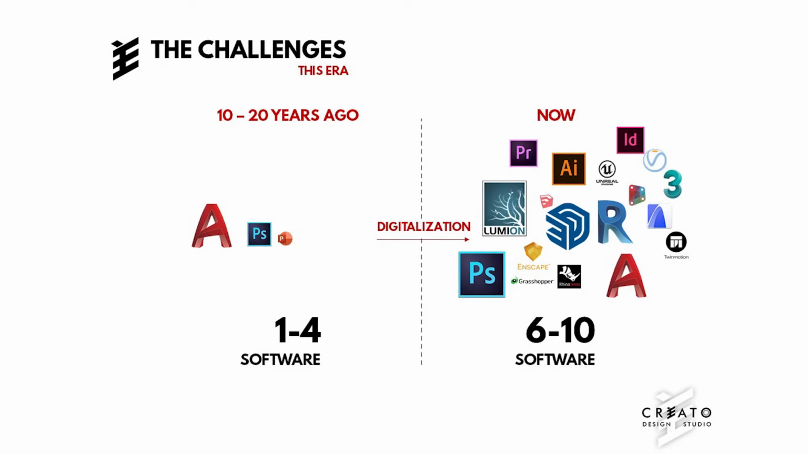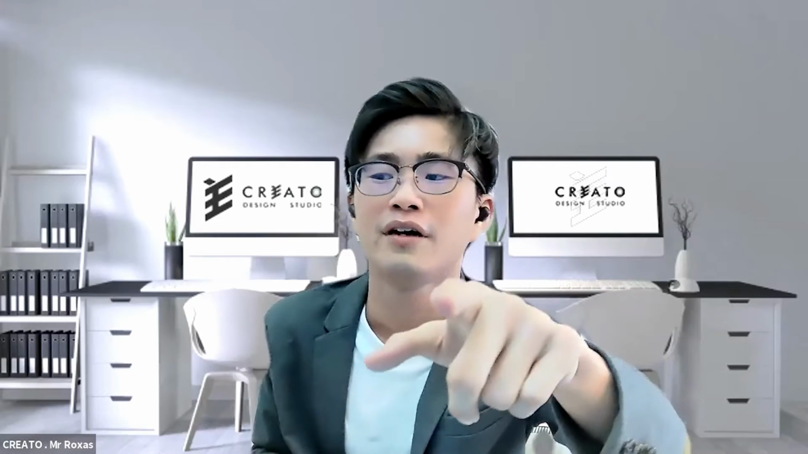10 to 20 years ago, when our lecturers' generation studied architecture, the software that they had to learn, mandatory, compulsory, was maybe only 1 to 4, right or not? You imagine what software they had to learn. Basically, AutoCAD and a few little. So I would say maybe less than 3, generally. But now 2021, right now, how many software do you have to learn?